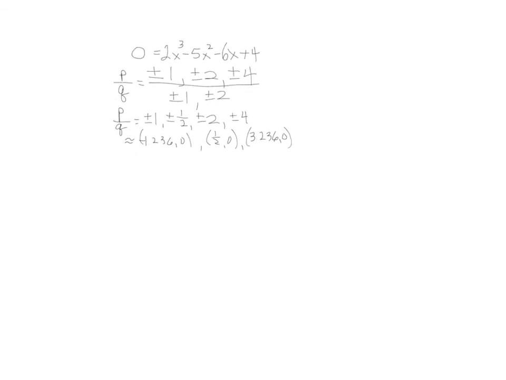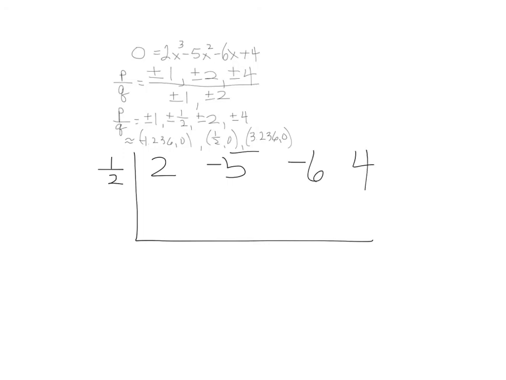So we're going to try doing synthetic division with 1/2. So I got 1/2 here, and I have our polynomial, just the coefficients: 2, negative 5, negative 6, 4. Bring down the 2. 2 times a half would be 1. 1 plus negative 5 is negative 4. Negative 4 times 1/2 would be negative 2. Add down, we get negative 8. Negative 8 times a half would be negative 4. And then add those and we get 0. So it is a factor.